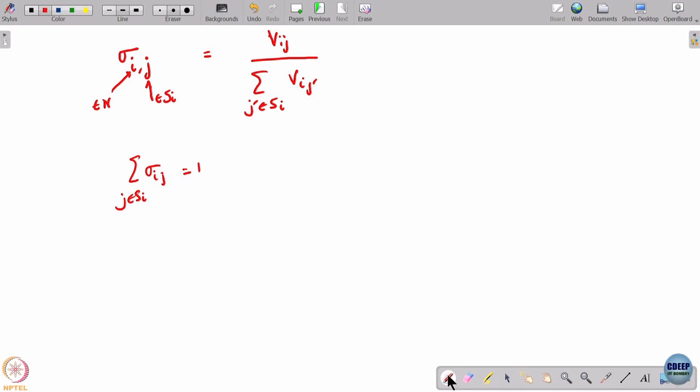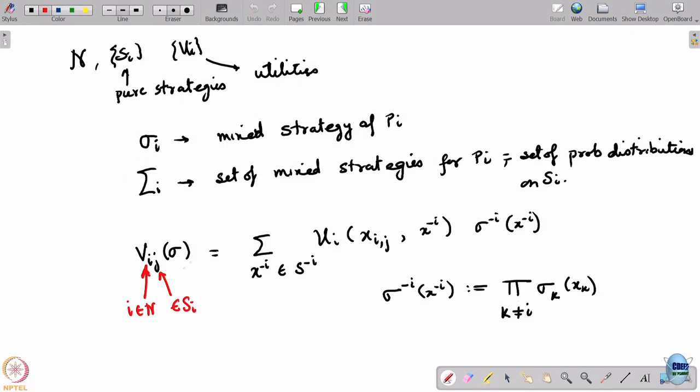Okay. But remember V_ij, the way we wrote it out, is a function of sigma. In particular, it is a function of sigma_{-i}. Actually, I should write it more clearly here. It is a function of sigma_{-i}. So, it is a function of what the others are playing. So, you are evaluating it for a fixed pure strategy, and your expectation is taken over the pure strategies of other players. So, you are summing over x_{-i} here.